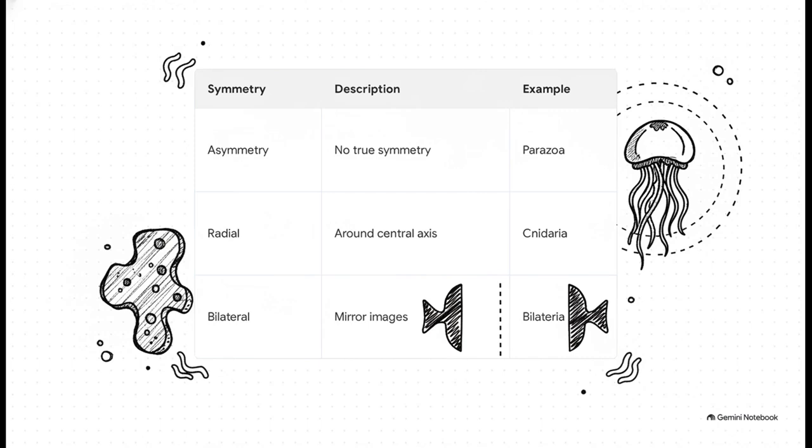Next, we have radial symmetry. This is where the body is symmetrical around a central axis, kind of like the spokes on a bicycle wheel. You'll see this in the clade Cnidaria, which includes jellyfish. And finally, we have bilateral symmetry, which is found in the largest of the clades, the Bilateria. This simply means the left and right sides are mirror images of each other. And it's not random, by the way. All of these symmetry types are perfectly suited to the specific evolutionary and survival needs of these animals.